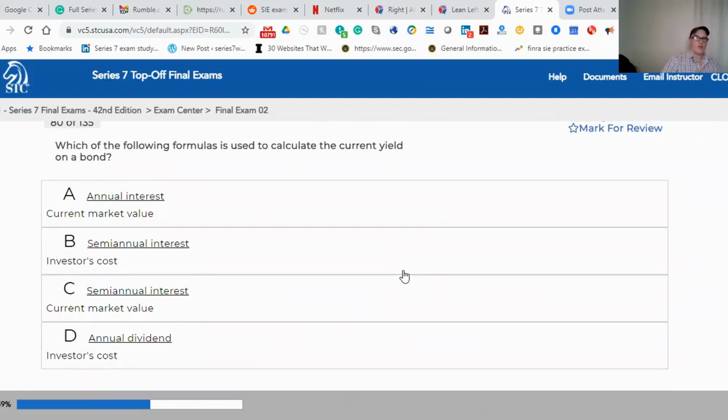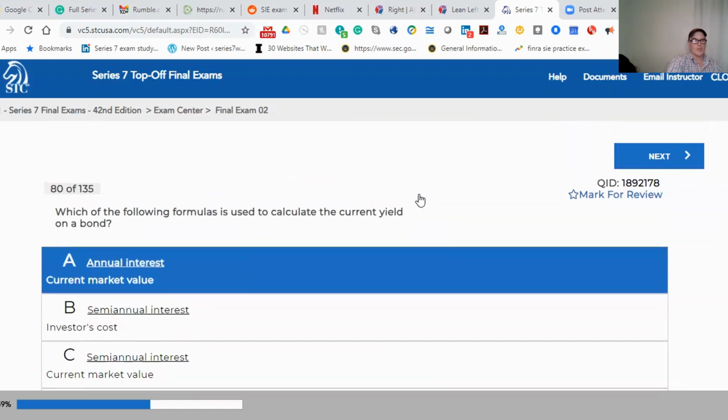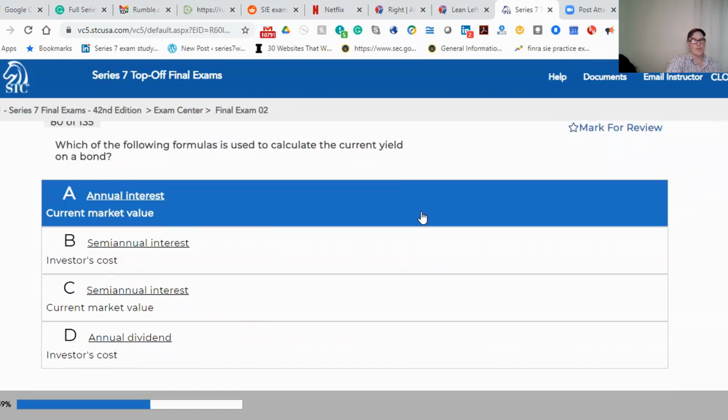Okay, which of the following formulas is used to calculate current yield? Okay, it's current assets. No, that's wrong. My bad. That's the current ratio. So it's going to be annual income over market price. Not over the cost, it's over the current market value. So it's always going to be A. It's always the annual interest or dividends over the market price. This looks the same, but it's not over the cost.